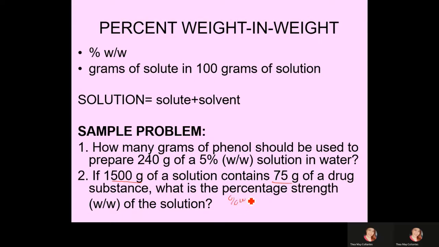Weight per weight. It's still 75 over 1,500 grams times 100. That would be equal to 75 divided by 1,500 times 100. That would be, guys, 5%. Okay, so your 75 grams out of 1,500 grams would be 5%.